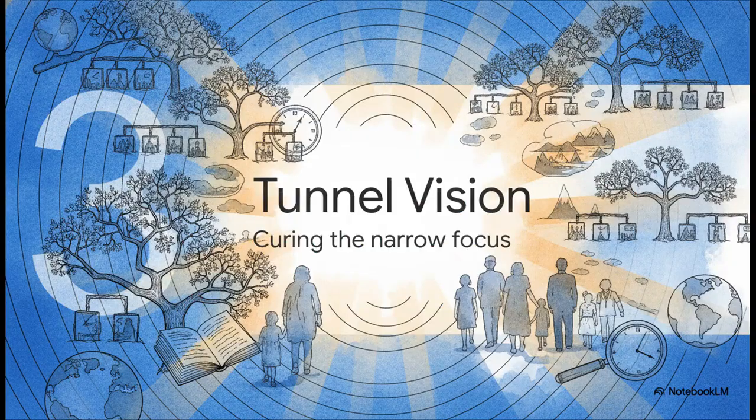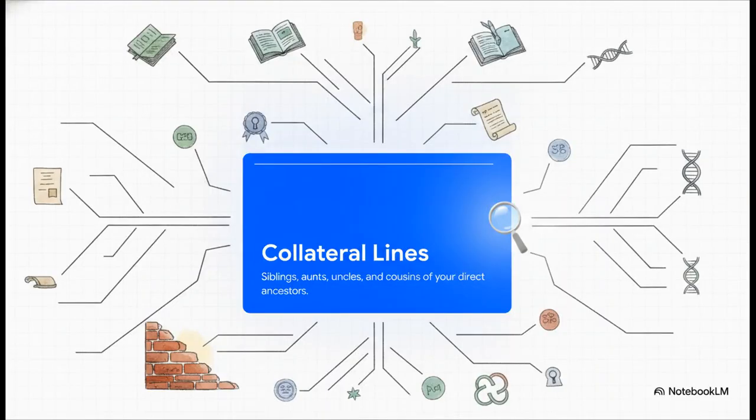All right, moving right along to trap number 3, tunnel vision, and how to cure that narrow focus. The absolute best cure for tunnel vision is researching collateral lines. We're talking about the siblings, aunts, uncles, and cousins of your direct ancestors. Look, when you hit a brick wall with, say, your great-great-grandfather, it is time to pivot. Stop staring at him and start looking at his brother. Collateral lines so often hold the crucial clues, like missing probate records or DNA matches, that will finally break down your most frustrating brick walls.